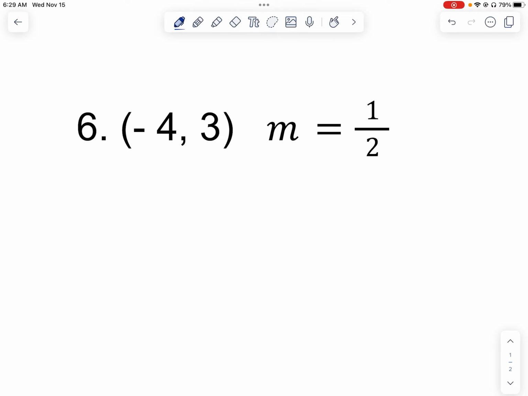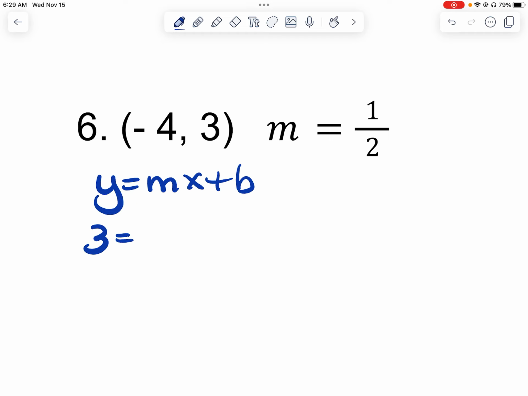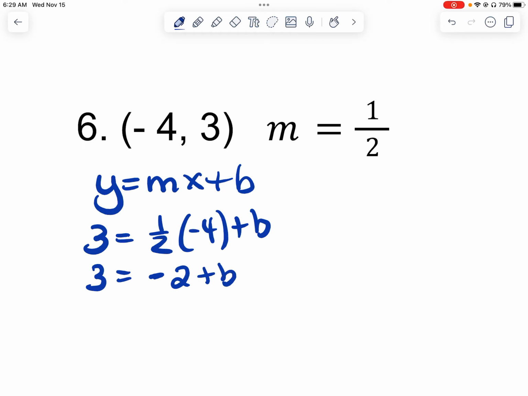Here, y equals mx plus b. 3 equals 1/2 times negative 4 plus b. Negative times a positive is a negative. Half of 4 is 2. I add 2 to both sides, and I get 5 equals b.